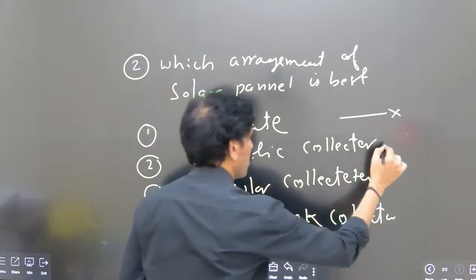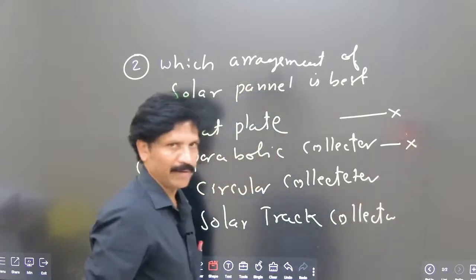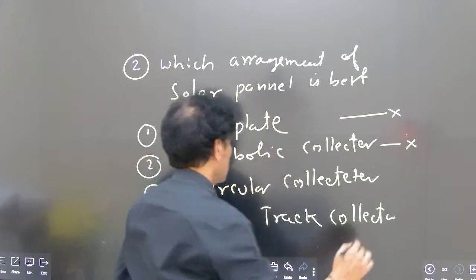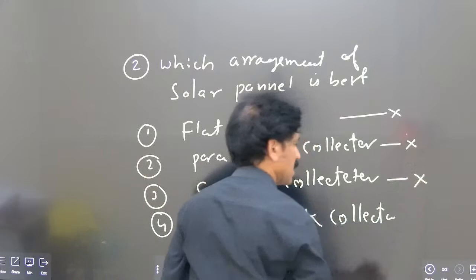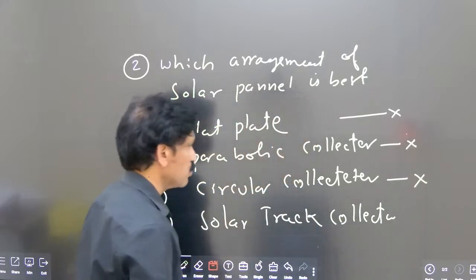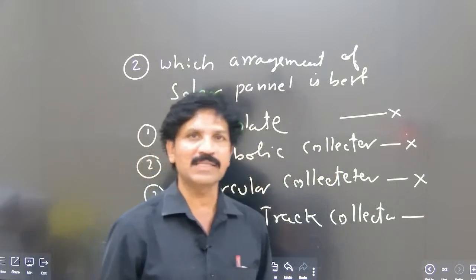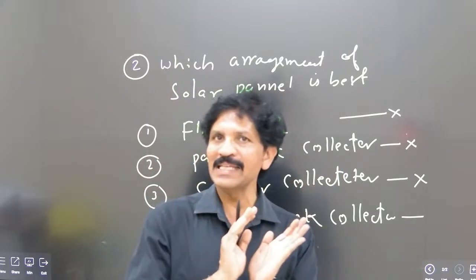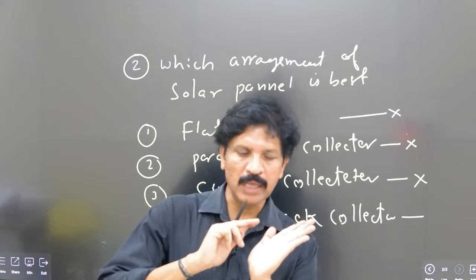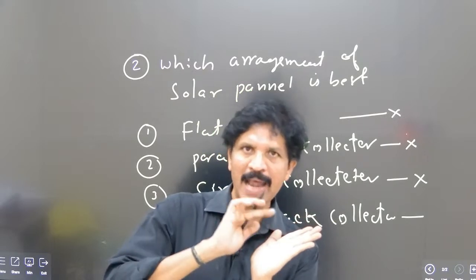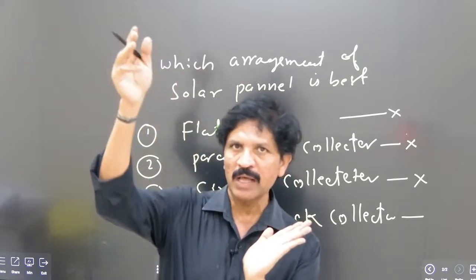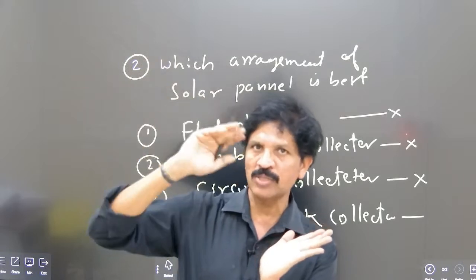Next, the parabolic collector is okay, better than the first one. The circular collector is better than the first two. And the last one is the solar track collector. In the solar track collector, the collector moves parallel to the motion of the solar radiation, or the sun.